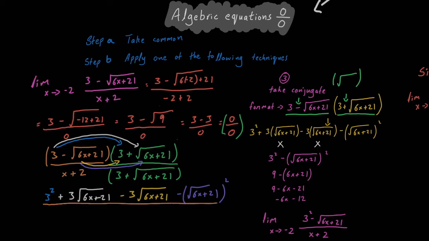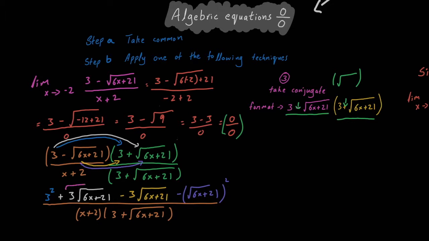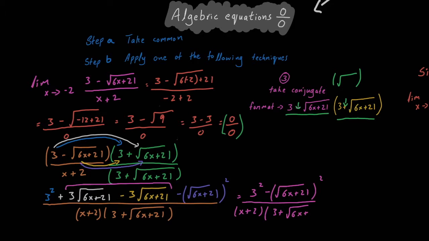Divided by the same x plus 2, 3 plus under root 6x plus 21. In the numerator, these two will simply become 0. So we'll be left with 3 square minus under root 6x plus 21 square divided by x plus 2, 3 plus under root 6x plus 21.